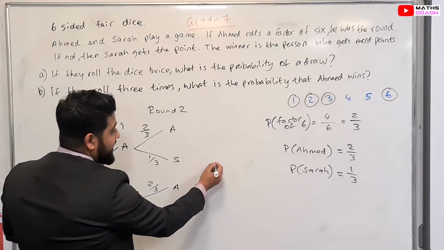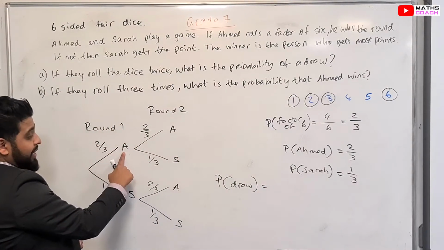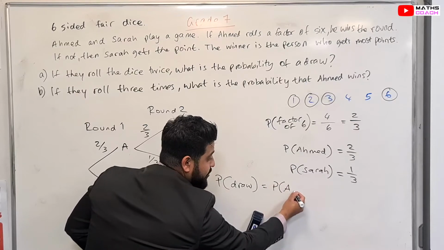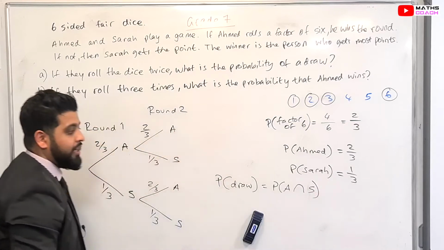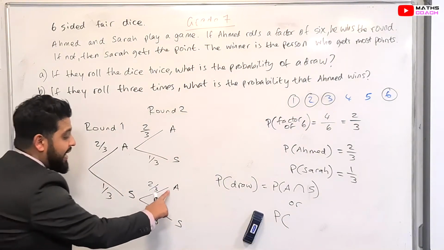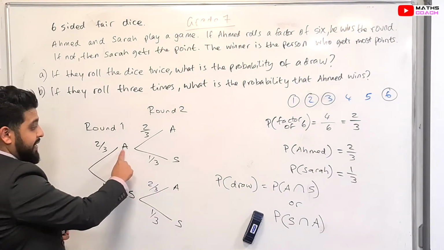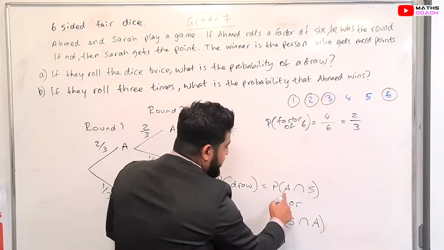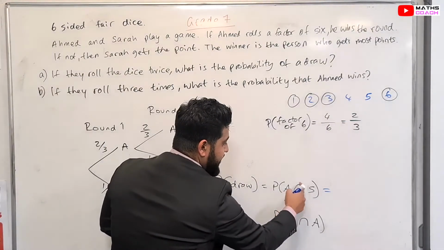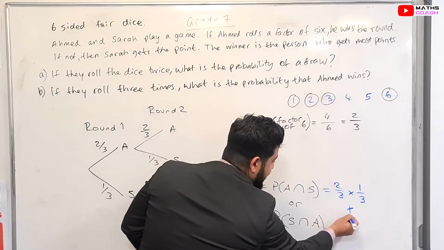Now, we want to know the probability that they have a draw. The probability of a draw means that Ahmed wins the first round and Sarah wins the second. So let's write that down. The probability of Ahmed winning the first round and Sarah winning the second round, or the probability that Sarah wins the first round and Ahmed wins the second round. So it will be Sarah and Ahmed. And that will always lead to the draw because Ahmed and Sarah, or Sarah and Ahmed. Now, the probability of Ahmed and Sarah is going to look like this. 2 out of 3 times 1 out of 3, because this intersection means and. Or means to add, so we'll put that in there.